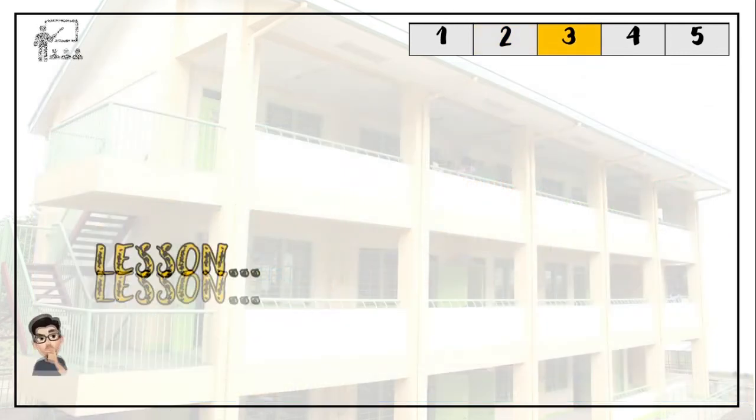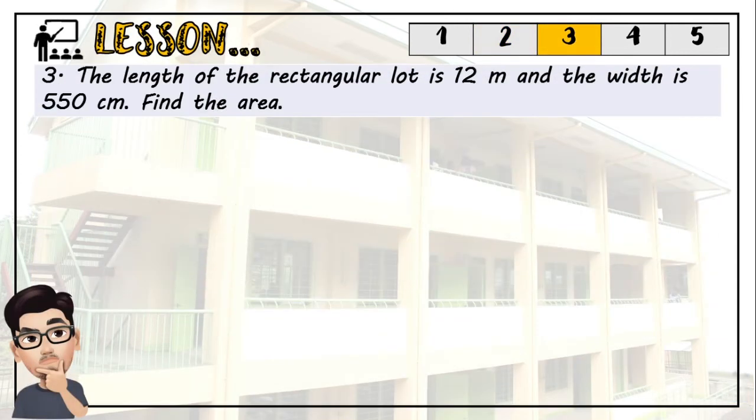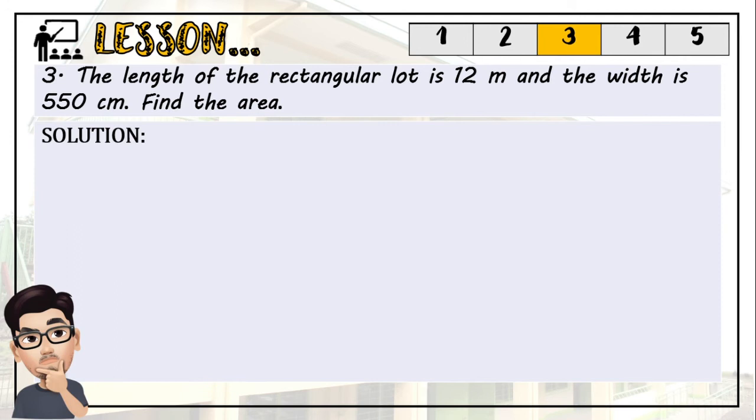Okay? Next one. Problem number 3. The length of a rectangular lot is 12 meters and the width is 550 centimeters. Find the area. So, let's see what we're dealing with in this problem. So, we have the measurements of the rectangular lot, which is 12 meters and 550 centimeters. As you can see, they have a different unit, namely meter and centimeter.